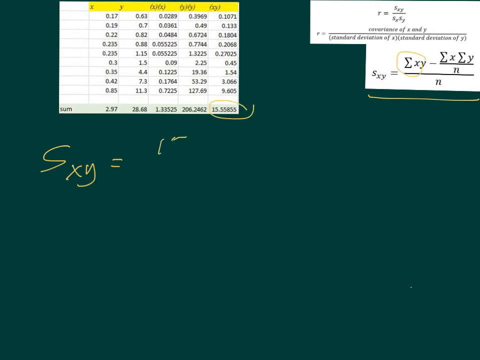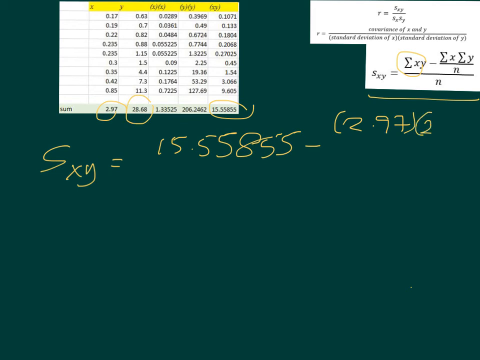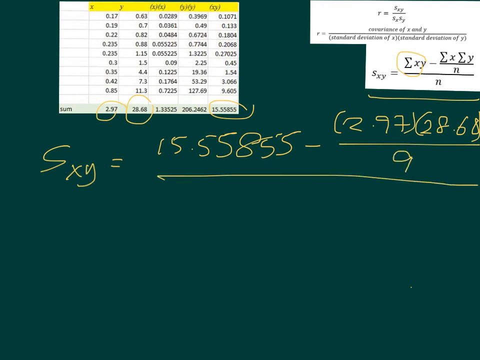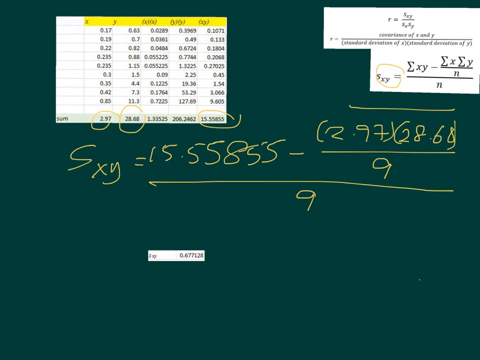15.55855 minus sum of x, which is 2.97 over here. And then sum of y is next door, which is 28.68. And then all of this is divided by 9, the total observation. And the numerator now is divided by 9 again. And here's the result of the calculation.